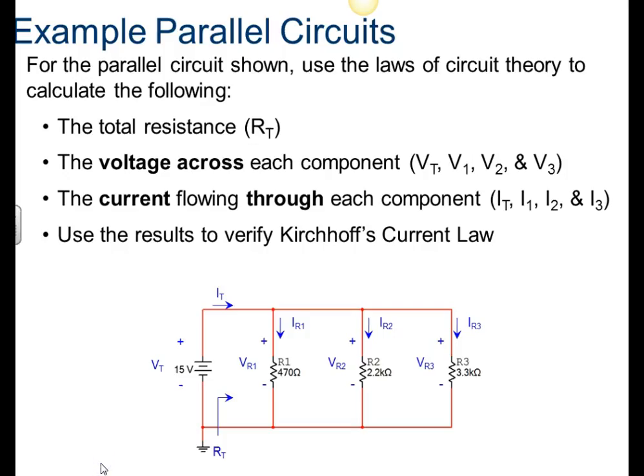Okay, so an example. For the parallel circuit shown, use the laws of circuit theory to calculate the following. We want total resistance, voltage across each component, current flowing through each component, and then verify Kirchhoff's current law. All right, so we've got a 15 volt battery. We've got an R1 of 470 ohms, R2 of 2.2 kilo ohms, and then 3.3 kilo ohms for resistance 3.